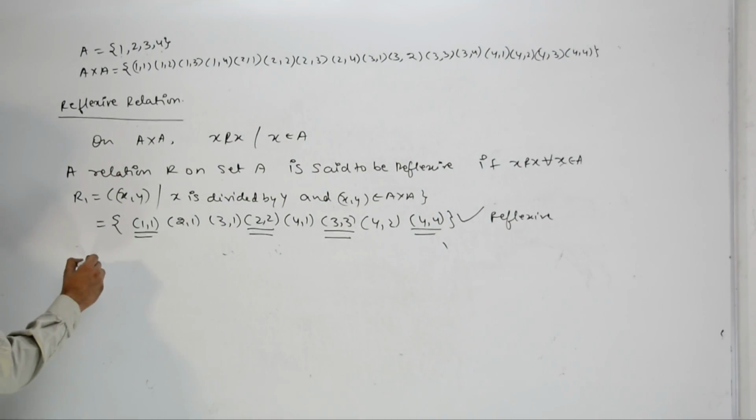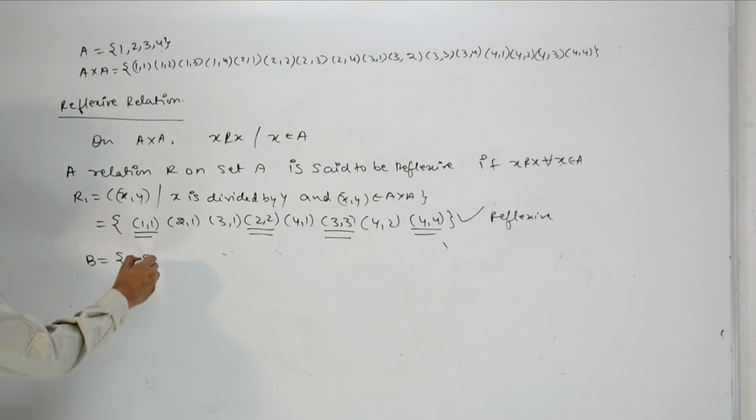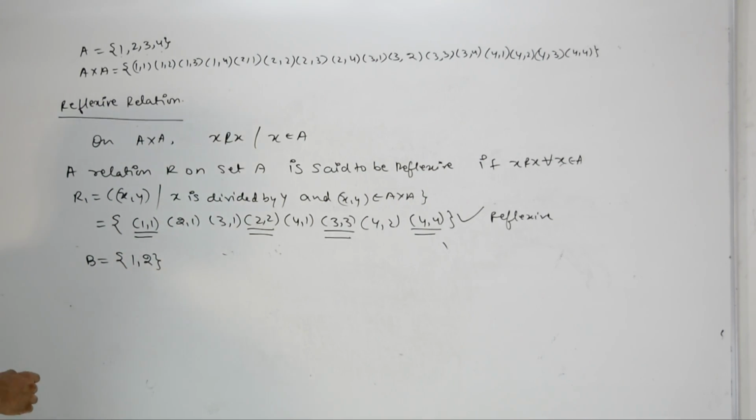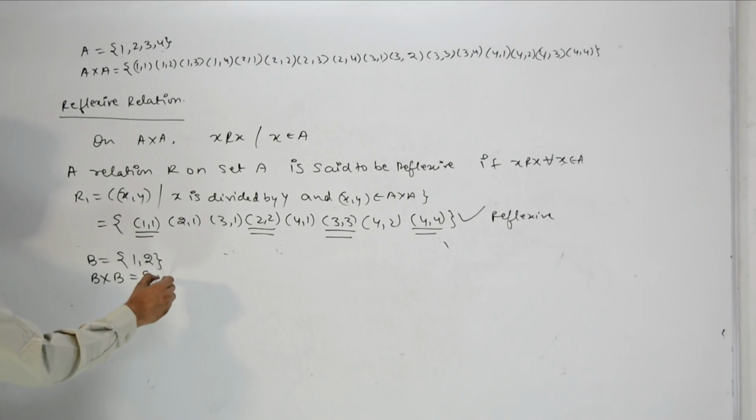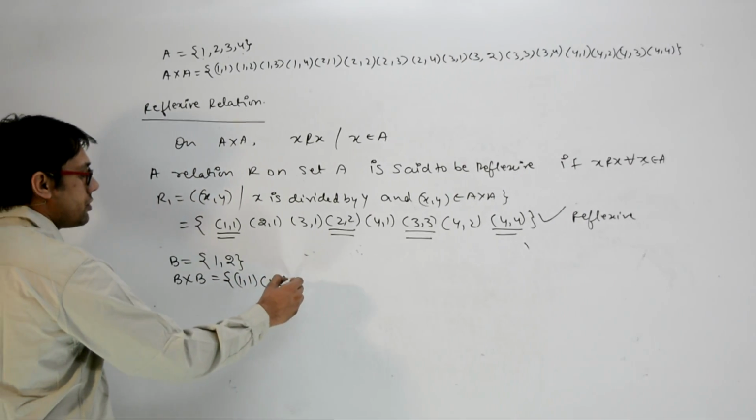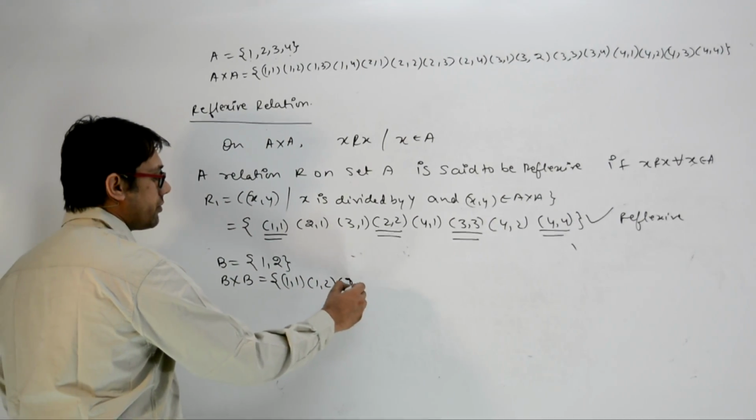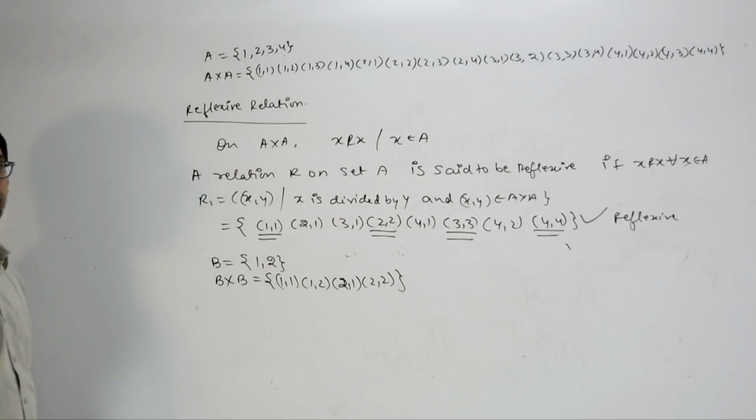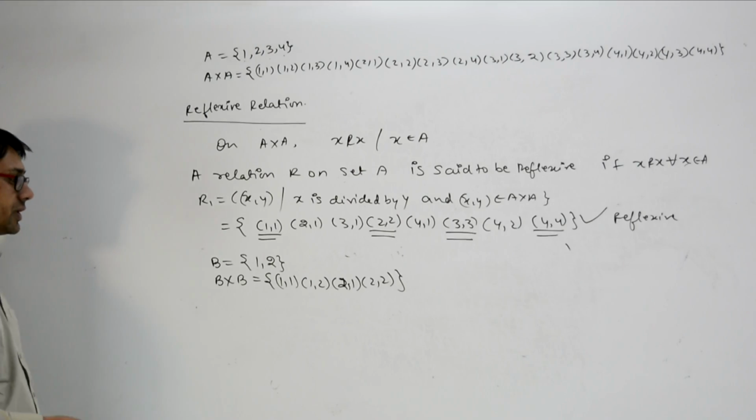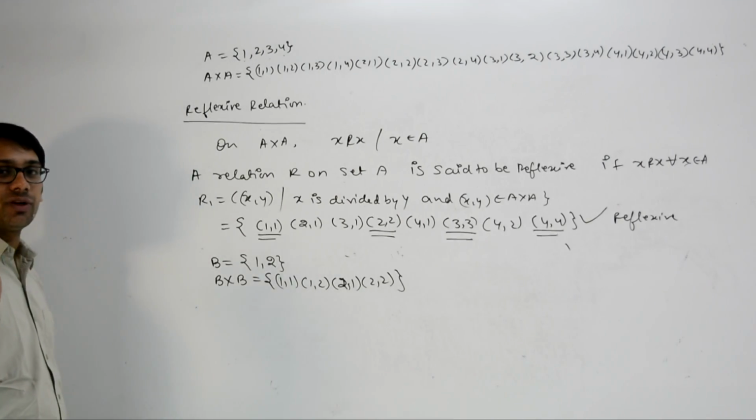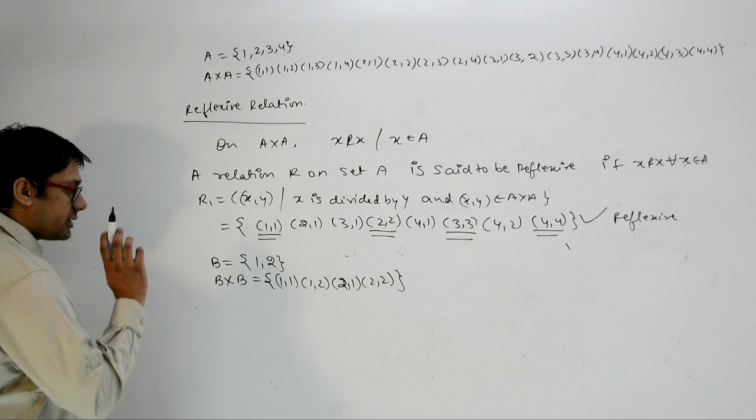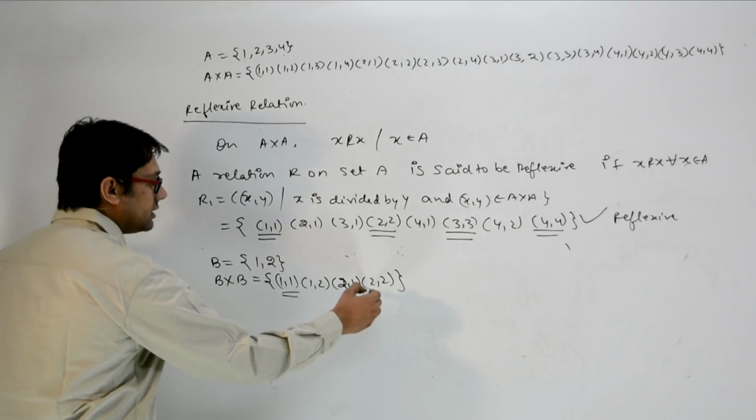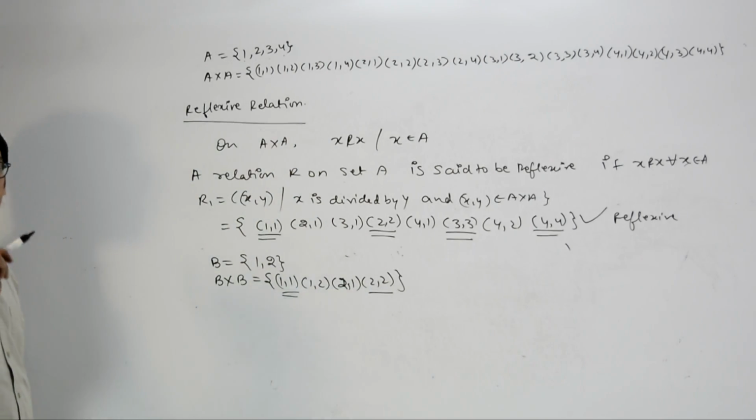Assume we have a set B which is containing the elements 1, 2. And we know what is B cross B. B cross B is going to be (1, 1), (1, 2), (2, 1) and (2, 2). It is not difficult to understand, right? So you already know this. Now, if a relation has to be reflexive, that means that relation has to contain these ordered pairs. These ordered pairs should be there.